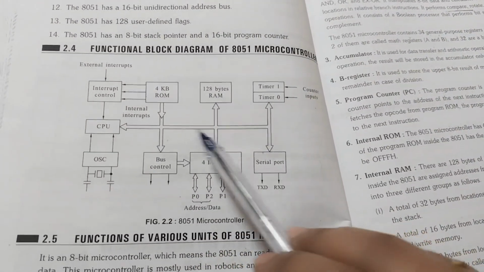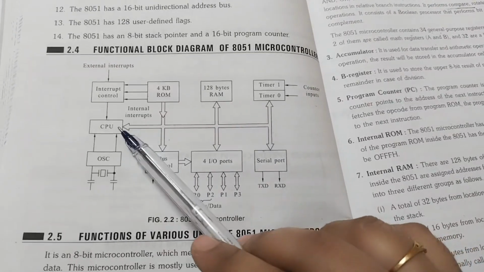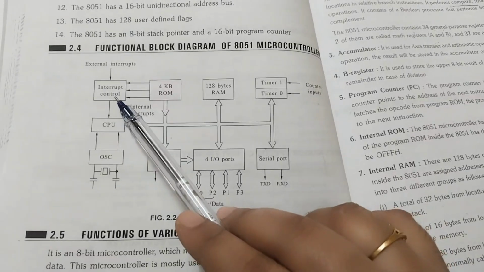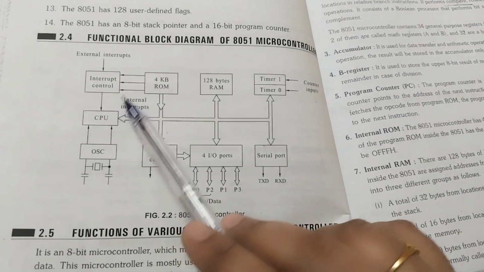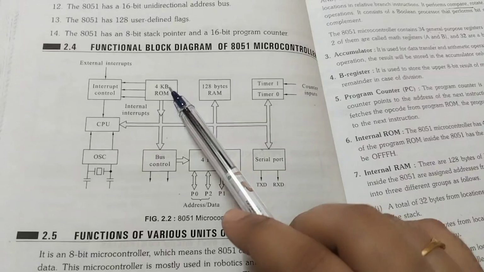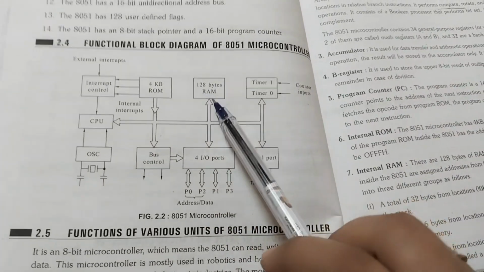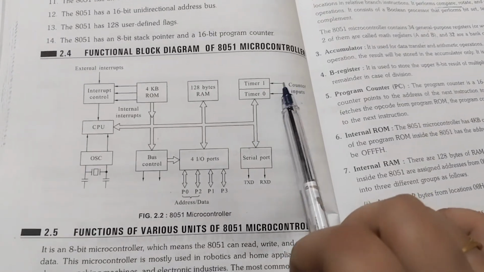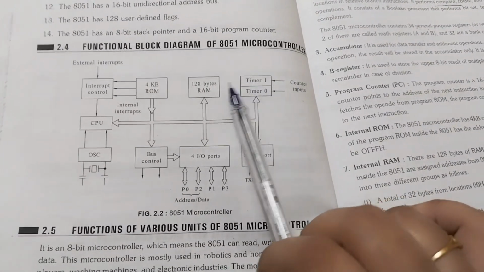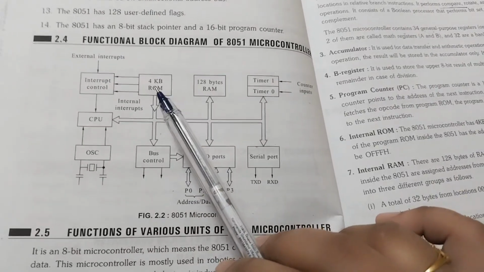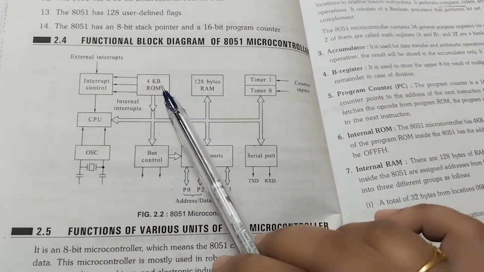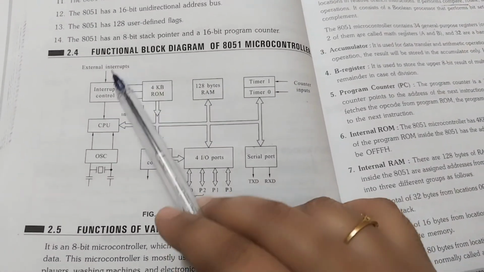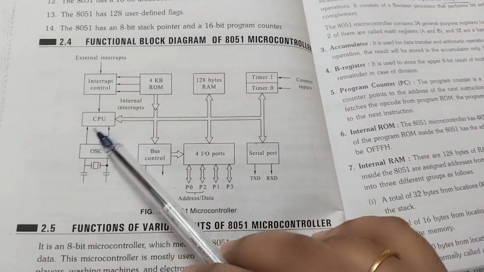In the middle we have a bus here. First we have to draw these bus lines, and next we have the CPU, which is the brain of the computer, the central processing unit. Above the CPU we have interrupt control, and next 4 kilobytes of ROM, next 128 bytes of RAM, and 2 timers, that is timer 0 and timer 1. Next it also has 2 counters, that is, counter inputs we have applied. So remember, this 8051 consists of 4 kilobytes of ROM and 128 bytes of RAM, and interrupt control, for which we apply the external interrupt signals like this. So this is the CPU.